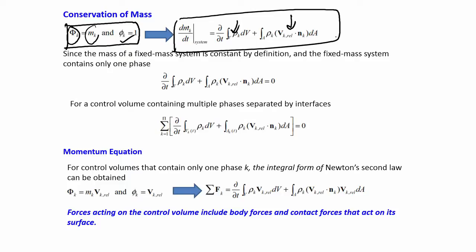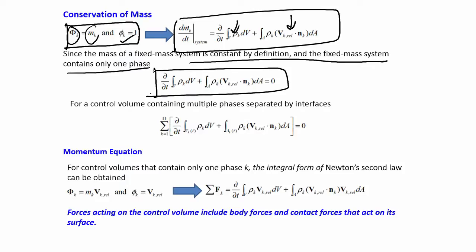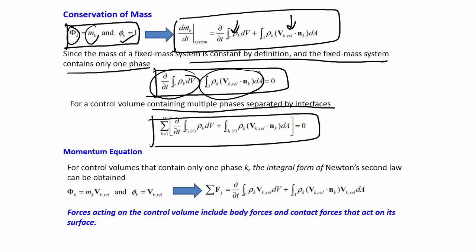Since the mass of a fixed system is constant by definition, and it contains only one phase, this is the expression. This is the mass conservation equation that you are familiar with. The mass conservation is what? The rate of change of mass within the system and whatever is the flux term, mass coming in, mass going out. Now, if it contains multiple phases, this is nothing but the sum total over all the phases.